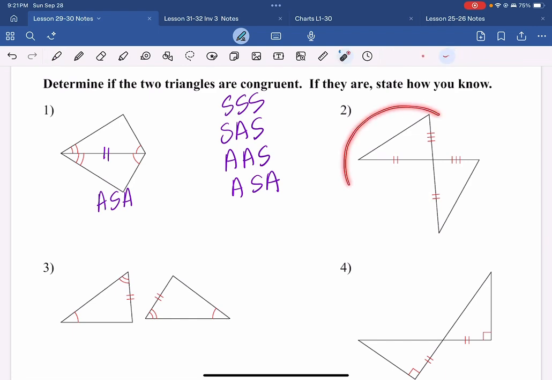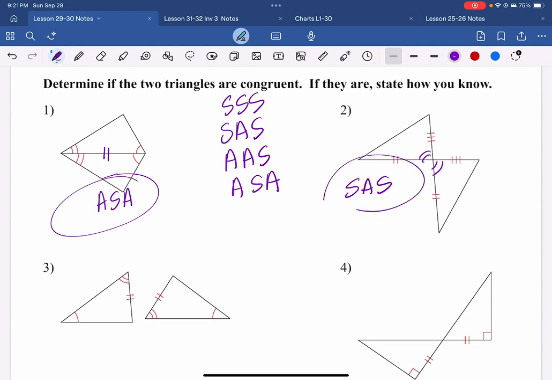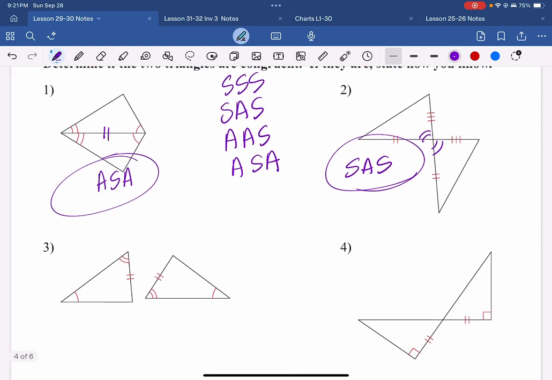Now, over here on this one, they want you to know that vertical angles are congruent with each other. So these two angles are congruent because they're vertical. That tells us side, angle, side congruence. So that's the answer to this one, and then this one. So pause the video, finish this sheet, and then come back and see how you did. And if you missed any, correct them and figure out where you made your mistake.